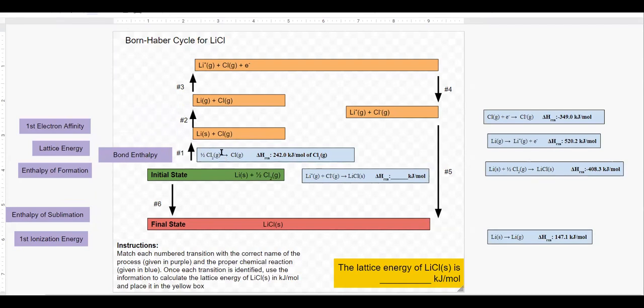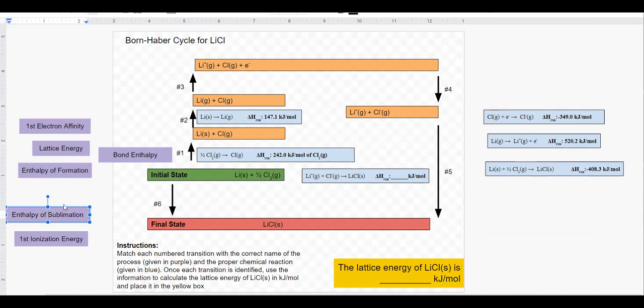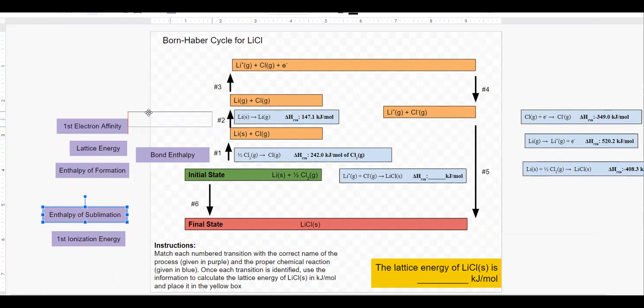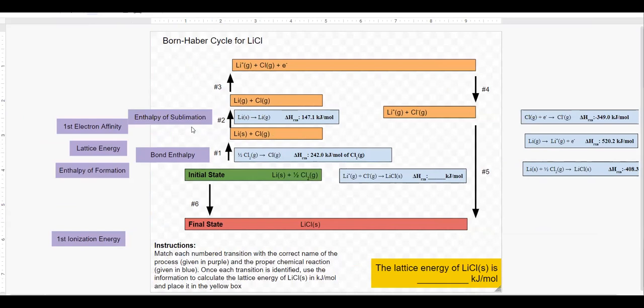For number 2, the change is that our chlorine has stayed the same, but our lithium has changed. Our lithium has gone from being a solid to a gas. Now that doesn't look like a chemical change since they're the same material. Instead that's a physical change. That's the amount of energy that would be required to cause sublimation to go from a solid to a gas. And so we have the enthalpy of sublimation there.